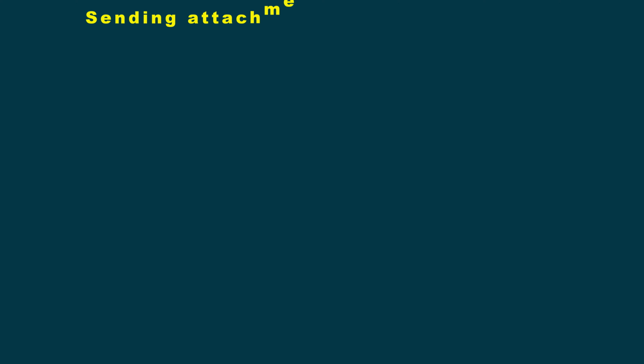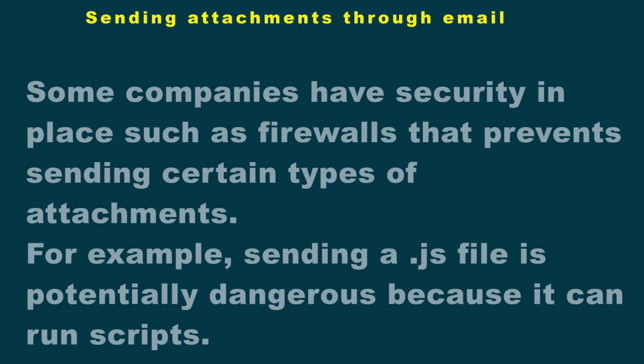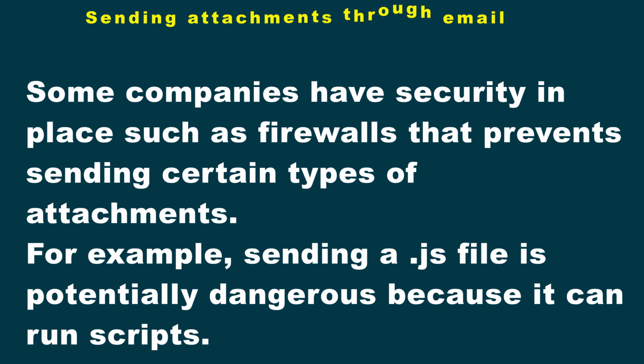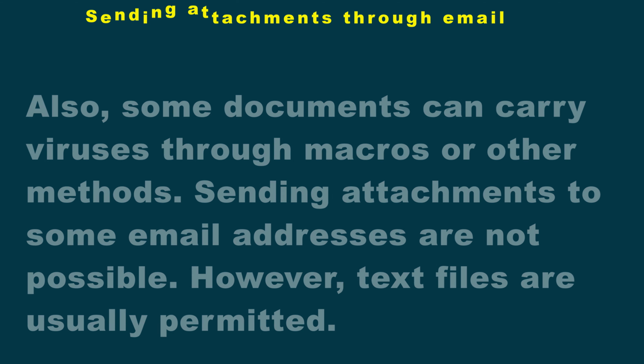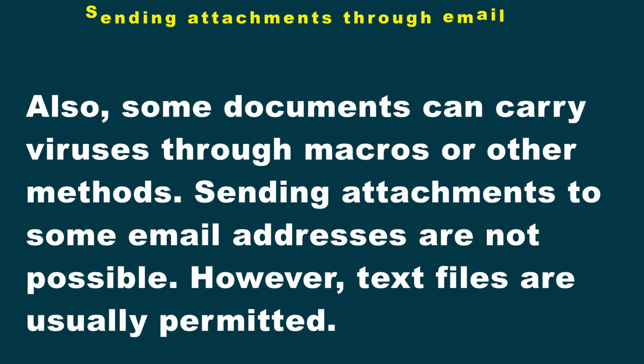Sending attachments through email. Some companies have security in place, such as firewalls, that prevent sending certain types of attachments. For example, sending a .js file is potentially dangerous because it can run scripts. Also, some documents can carry viruses through macros or other methods. Sending attachments to some email addresses are not possible. However, text files are usually permitted.